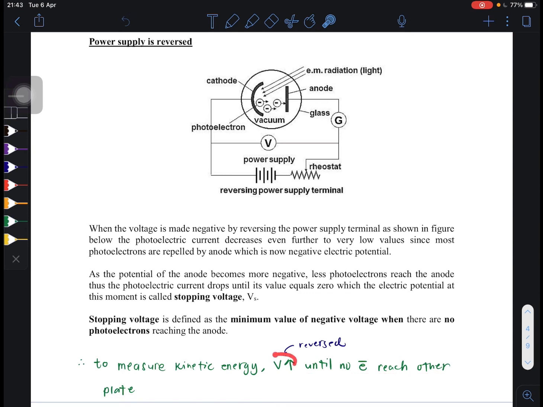And then after that, because we know that electron has kinetic energy, we want to measure this kinetic energy. So because we want to measure that kinetic energy, we connect with the battery. Okay, so to measure the kinetic energy, the voltage from the battery will be reversed. Dia akan reverse dan increase until no electron reach other plate. So this voltage, we call this as the stopping voltage, which is Vs. The stopping voltage is the minimum value of negative voltage when there are no photoelectrons reaching the anode. That's why kita akan gunakan dekat dalam formula di mana Kmax, maximum kinetic energy, will be equal to the number of electron times the stopping potential, which is stopping voltage. We are going to use this formula as well.